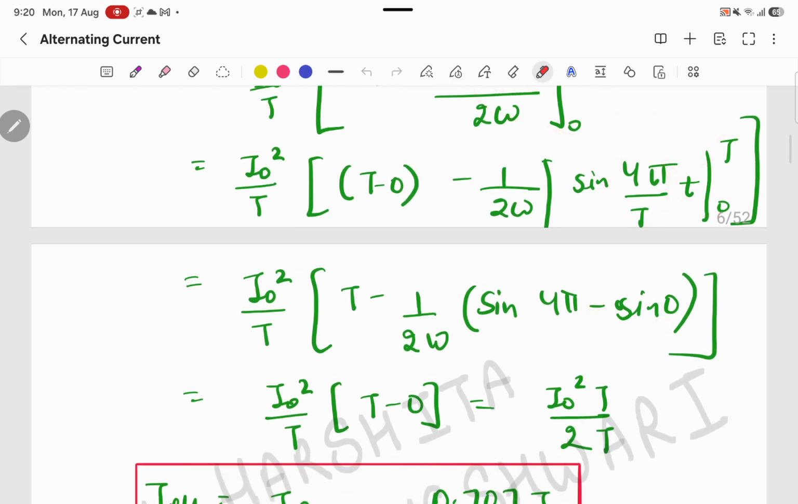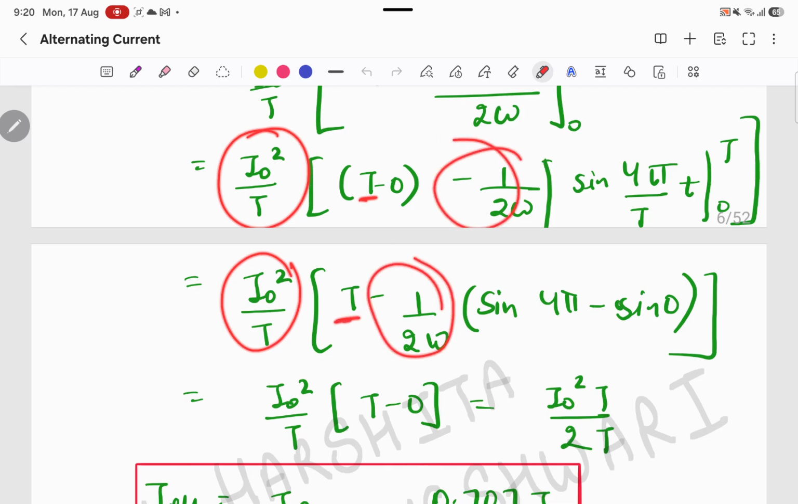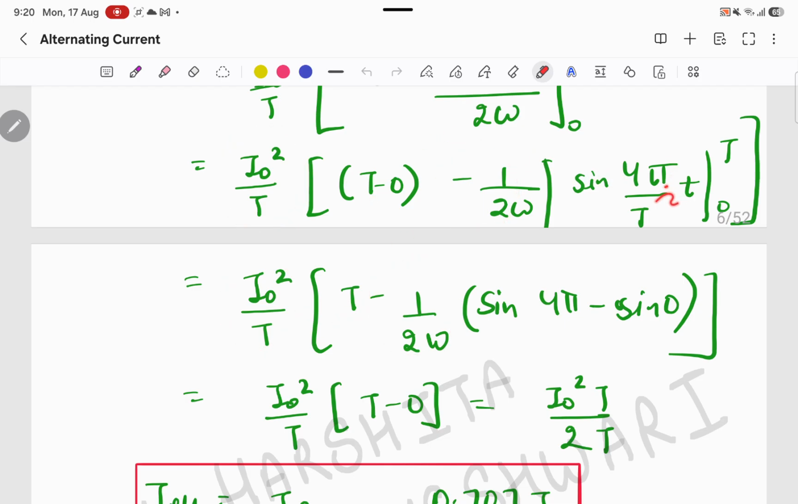Clear? So now we are getting I naught square by T as it is, T as it is, minus 1 by 2 omega as it is, sine 4 pi, multiplied by this. T and T will get cancelled, which will give me the answer sine 4 pi. And as soon as I put the value 0, this whole term will become 0.